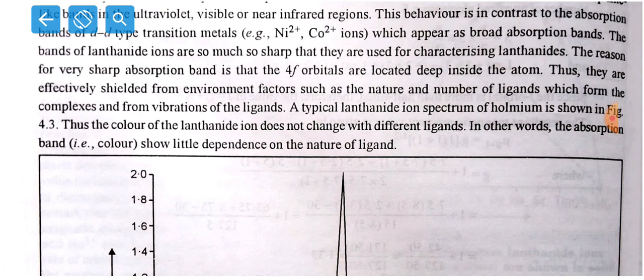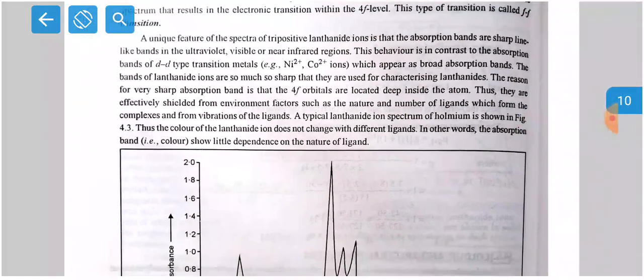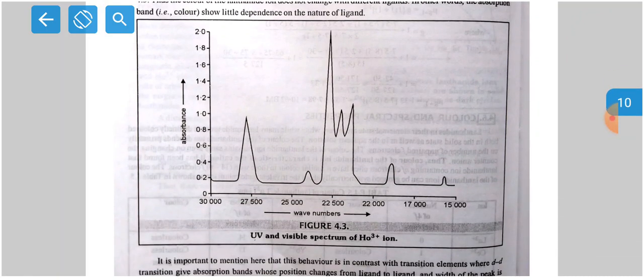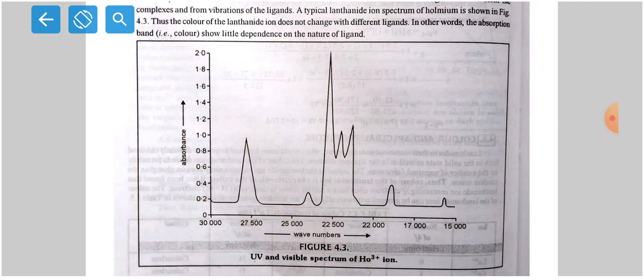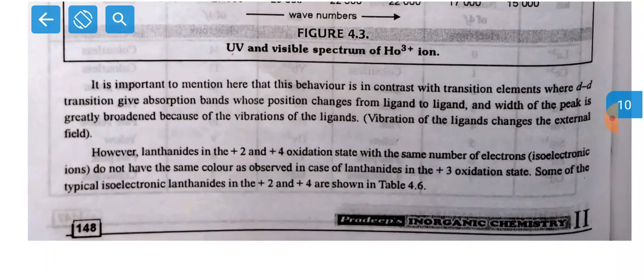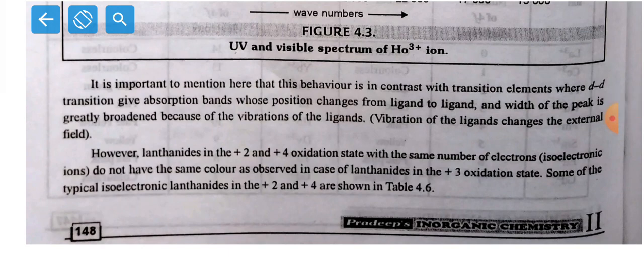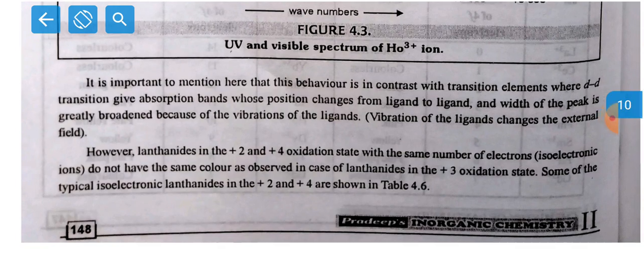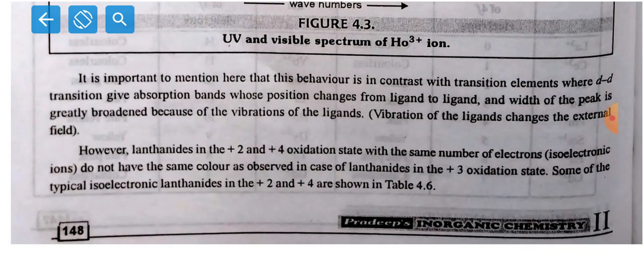Thus, the color of the lanthanoid ion does not change with different ligands. In other words, the absorption bands and color show little dependence on the nature of the ligand. Figure 4.3 shows the UV and visible spectrum of holmium 3+ ion. It is important to note that this behavior is in contrast with the transition elements, where d-d transition gives absorption bands whose position changes from ligand to ligand and the width of the peak is greatly broadened because of the vibration of the ligand. Vibration of the ligand changes the external field.